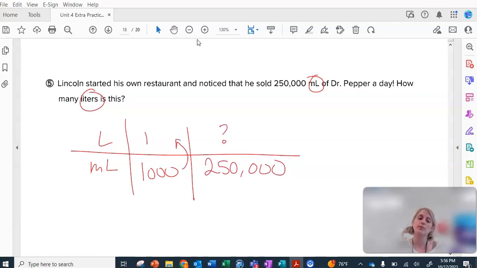This is a dividing problem. 1,000 divided by 1,000 equals 1. 250,000 divided by 1,000 will give you your answer. Write it in a complete sentence. Lincoln sold blank liters of Dr. Pepper in a day. And now you're done.